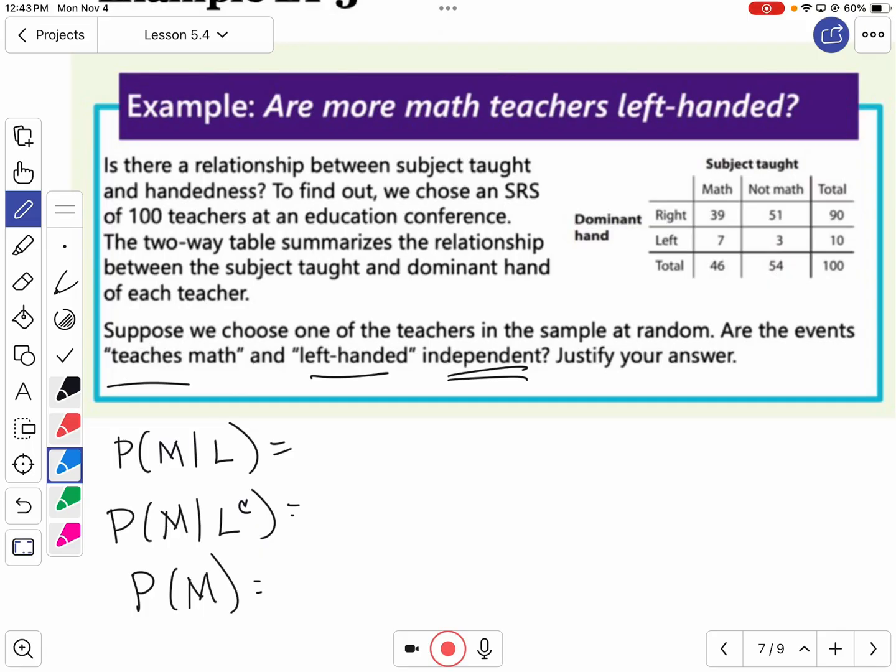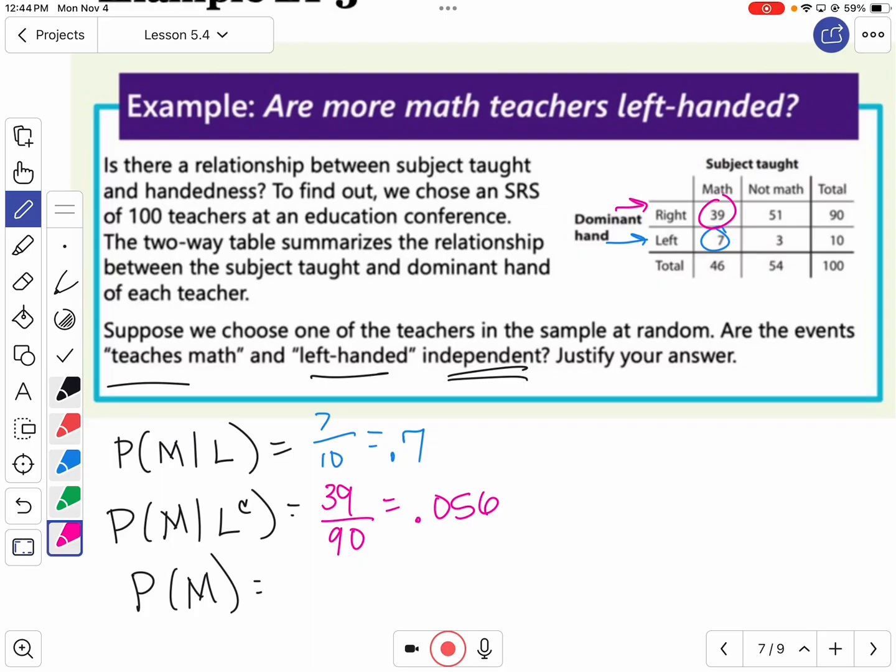Let's start with how many total people are left-handed? 10. Of those 10, how many teach math? 7. Which will give me 0.7. Let's do the next one. How many people are not left-handed? That must mean they're right-handed. And of those, how many teach math? 39. And if I do that decimal, I get 0.5056.